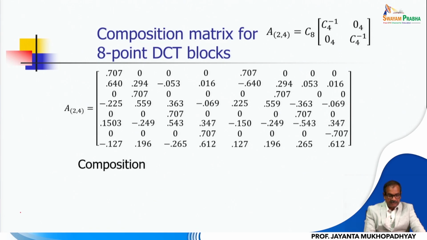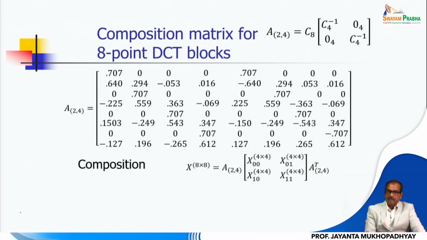Even the inverse matrix would also be sparse, as you can see. So this is the composition form as I explained earlier. With respect to an 8 cross 8 block, there are four 4 cross 4 adjacent blocks, and then you apply these density composition matrices. This parameter shows that 2 adjacent 4-point density blocks will be merged into one 8-point density block.